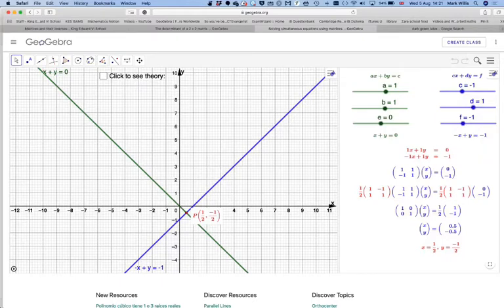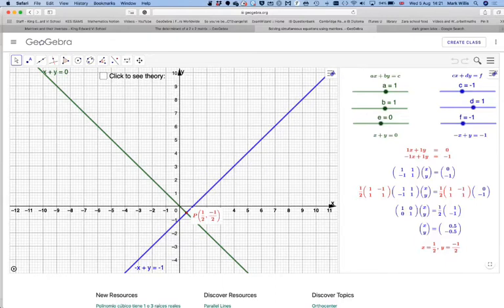Again, this GeoGebra applet I will put in the notes of the video, the link, so that you can get it. So if you're solving them, you'd set them out like this. x plus y is equal to 0 and minus x plus y is equal to minus 1. And we do some sort of substitution or elimination. But it is possible to solve them by a matrix.